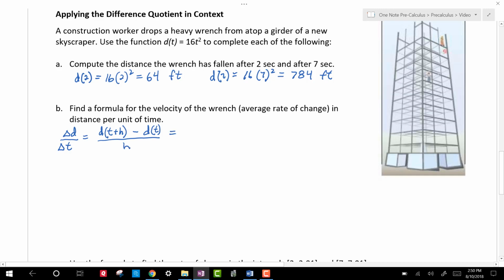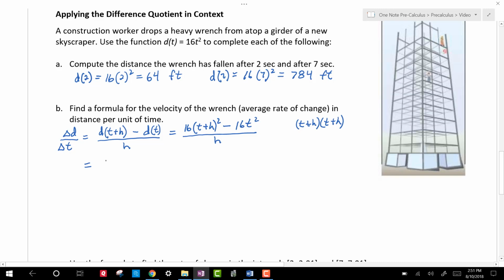So I need to plug in t plus h for t. So this is going to be 16 times t plus h squared minus d of t, that's just minus 16t squared, all over h. That's the distance in our interval from the first t to the second t. All right, so let's keep going here. I'm going to come back here. I don't know if I'm going to run out of space or not. So t plus h squared. Again, if I need to, I'll come over here. I'll write t plus h times t plus h, and then I need to FOIL that guy.